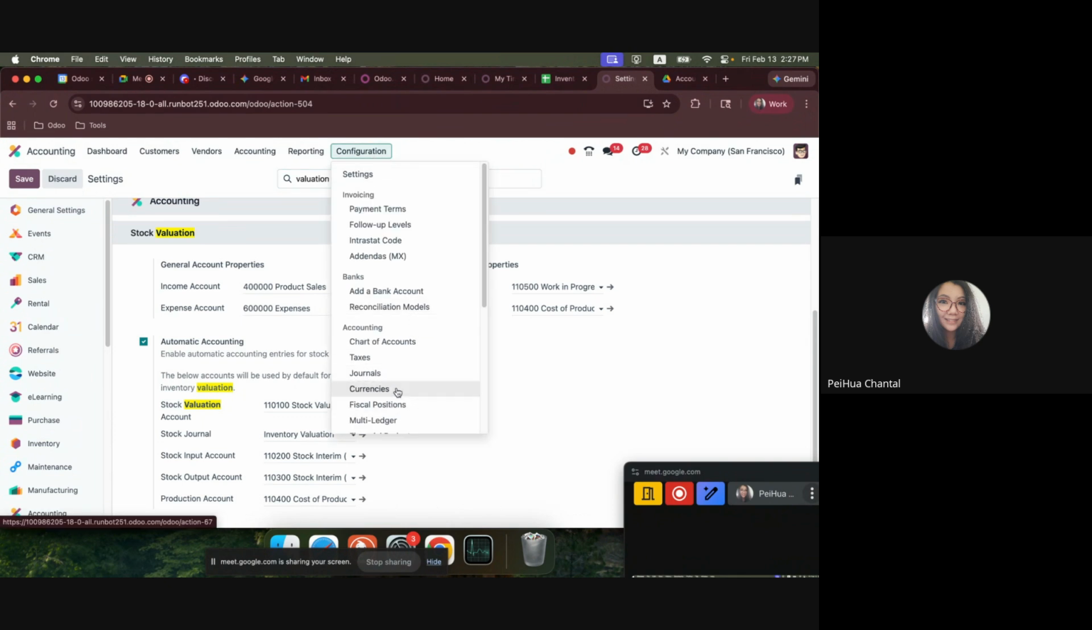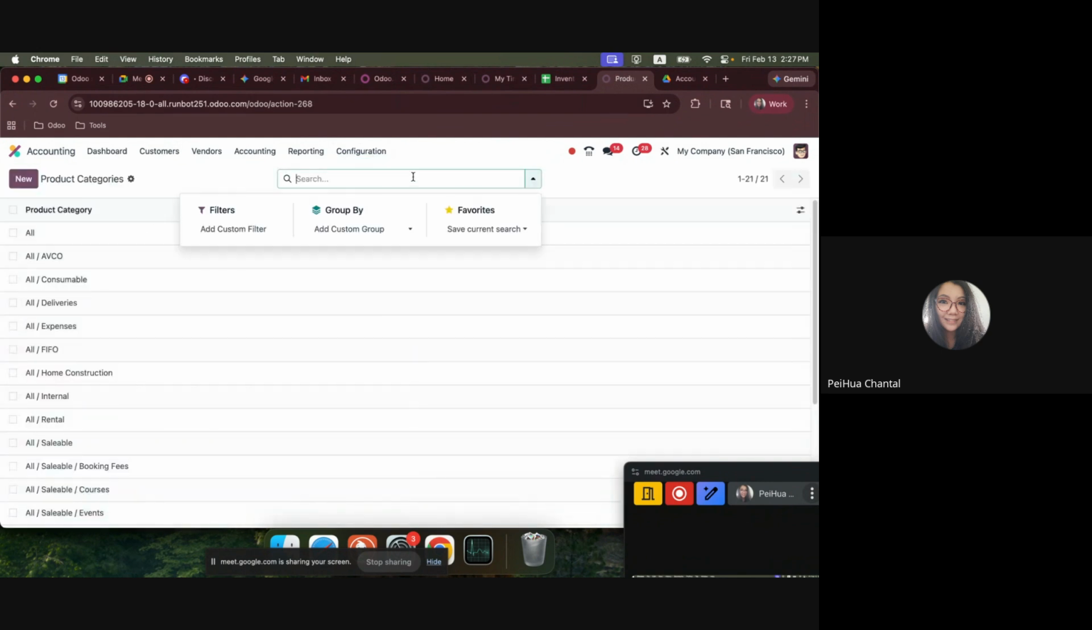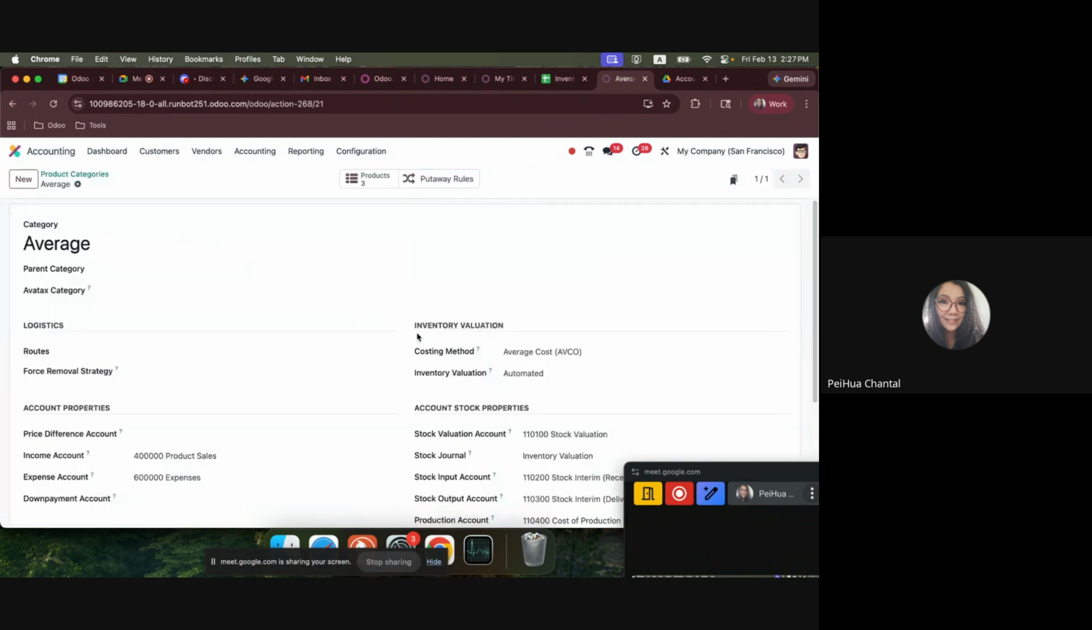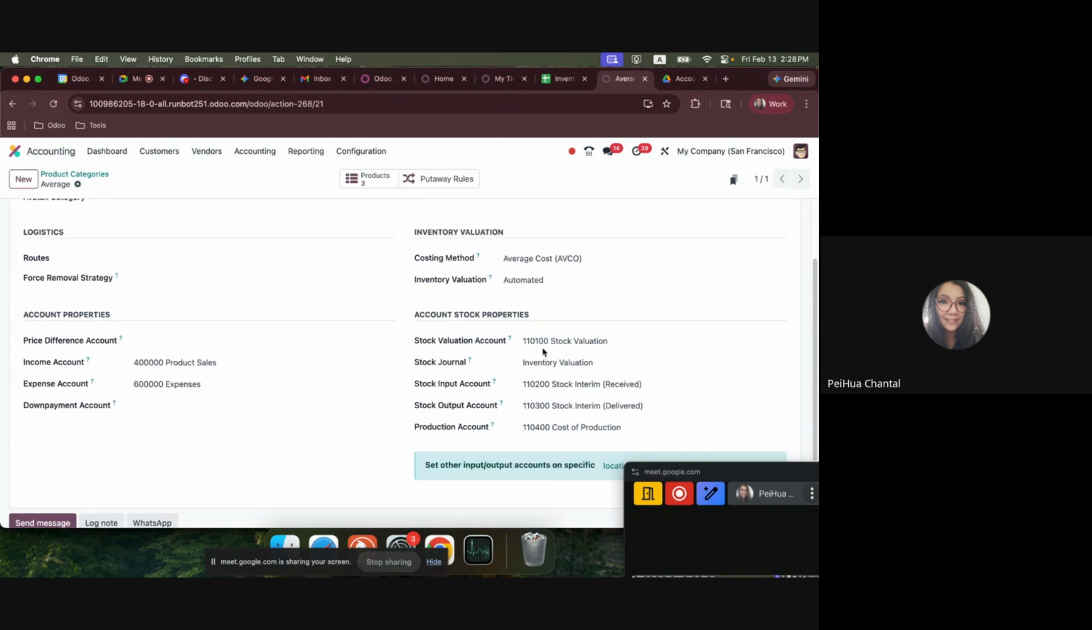On top of that, we have the product category here. I created one called average. So there's an average costing automated. By selecting automated, Odoo gives you this amount of GL accounts. So stock interim received is 110200, different than the interim delivered account.